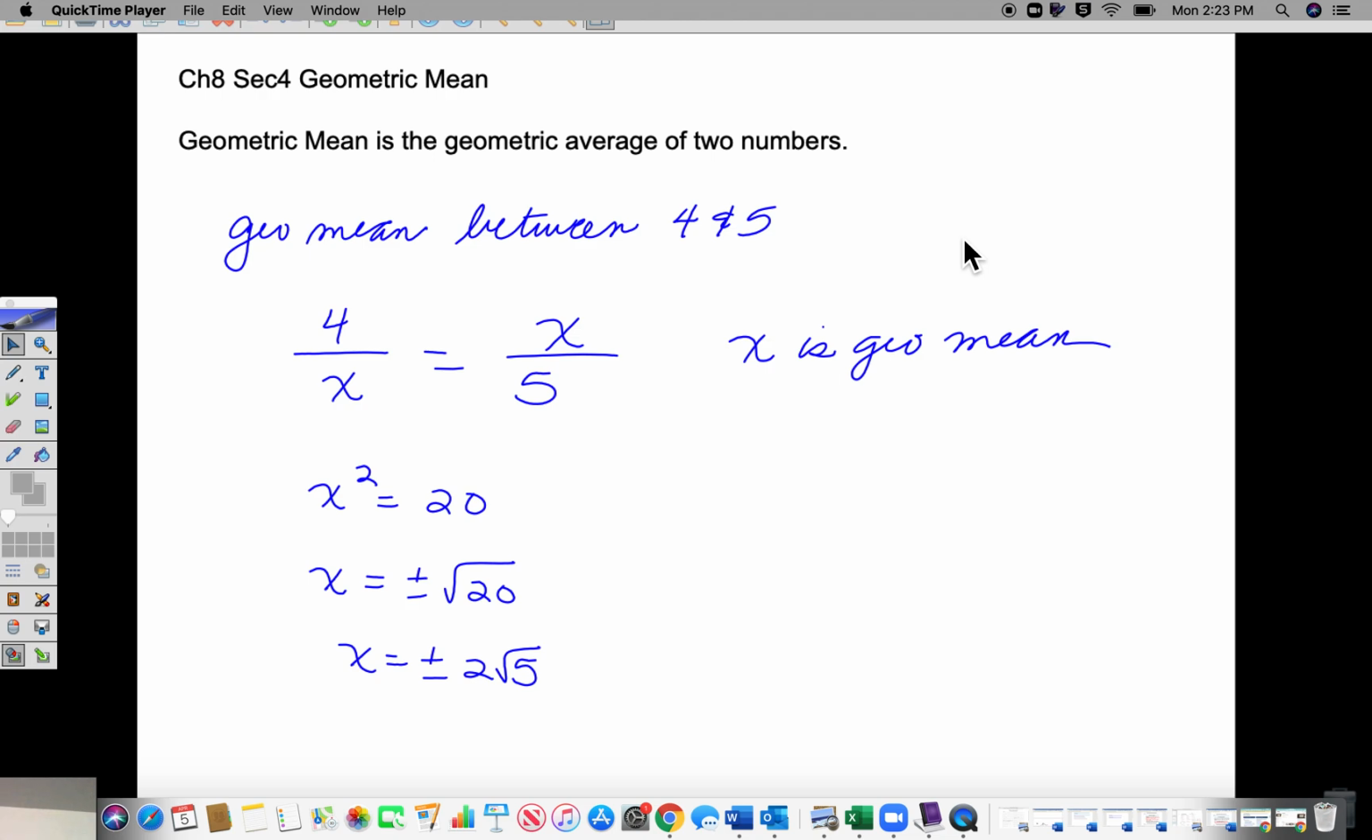Now look at geometric mean. Geometric mean is a geometric average of two numbers. So the way we place the geometric mean in a proportion is always in the denominator of the first fraction and then the numerator of the second fraction. So you build a proportion.